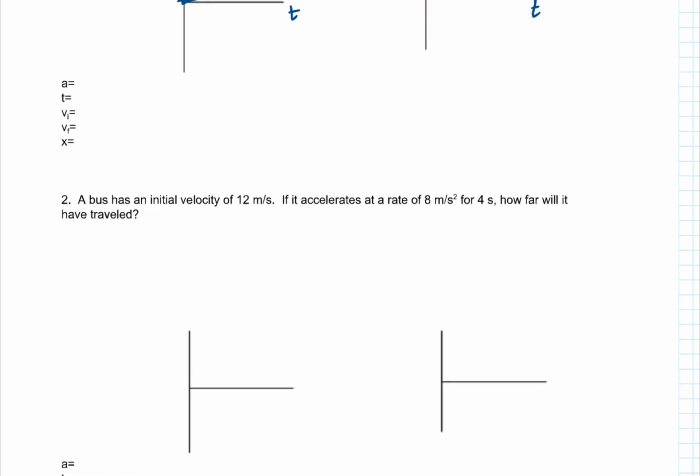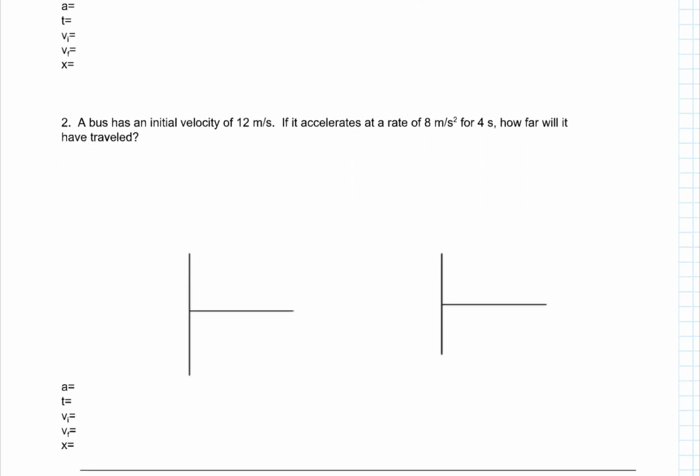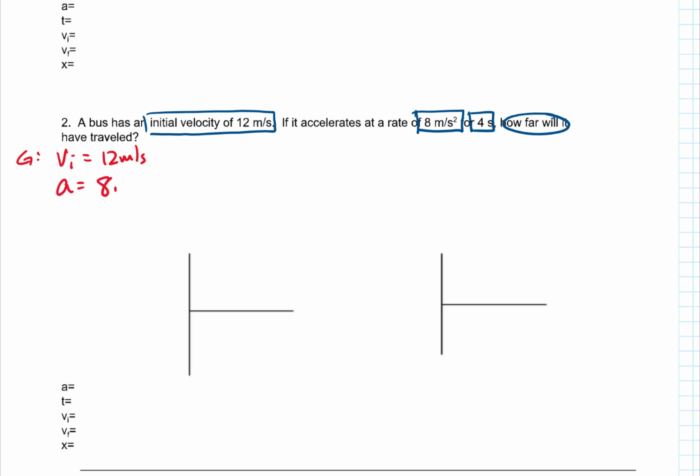Let's look at the second one. A bus has an initial velocity of 12 meters per second. If it accelerates at 8 meters per second squared for 4 seconds, how far will the bus have traveled? So our givens are the initial velocity, 12 meters per second, the acceleration of 8 meters per second squared, and the time is 4 seconds. My unknown is my displacement. How far will it go?